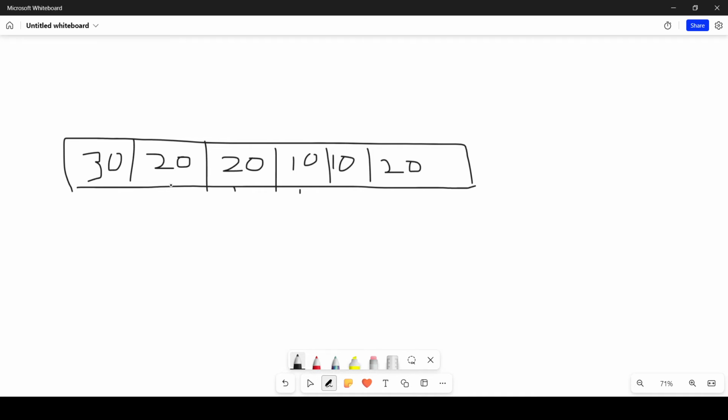So for this 20, that would be this. For this 20, that will be this 30. For this 20 also, it will be this 30. For this, it will be this 20. Here it will be this 20. And for this 20, it will be this 10. Let me just index this.